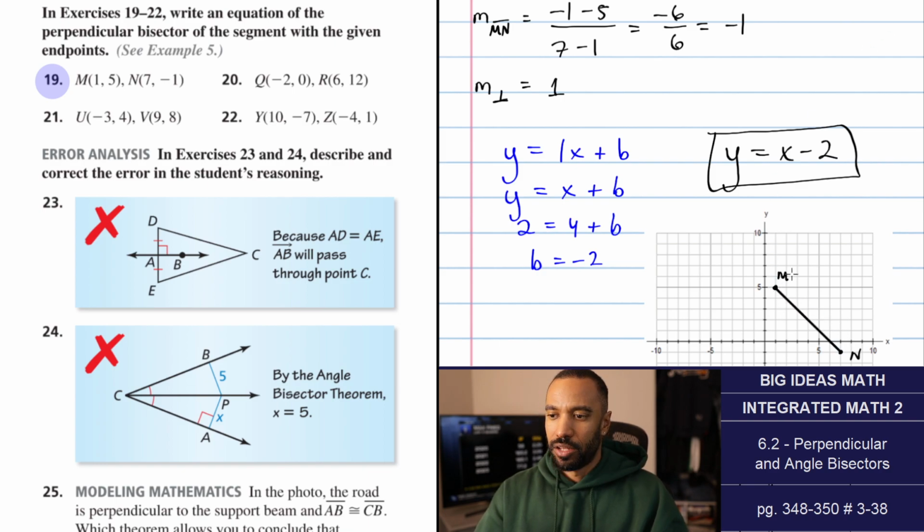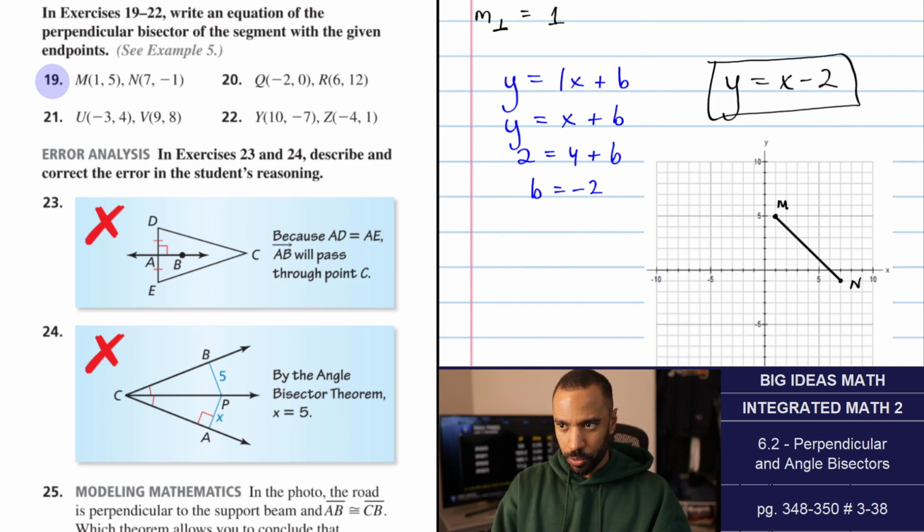Now, we just made a line y equals x minus 2. Excuse me, we came up with that equation. Y equals x minus 2. Y-intercept of -2. Rise, run 1 over 1, like this.